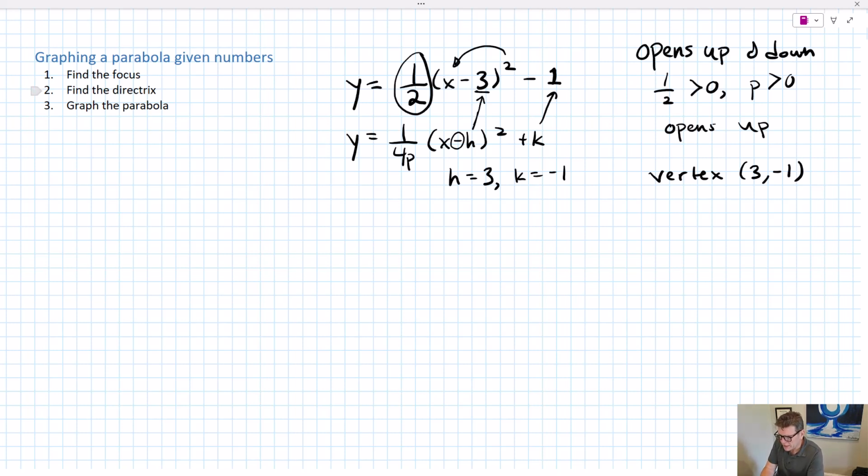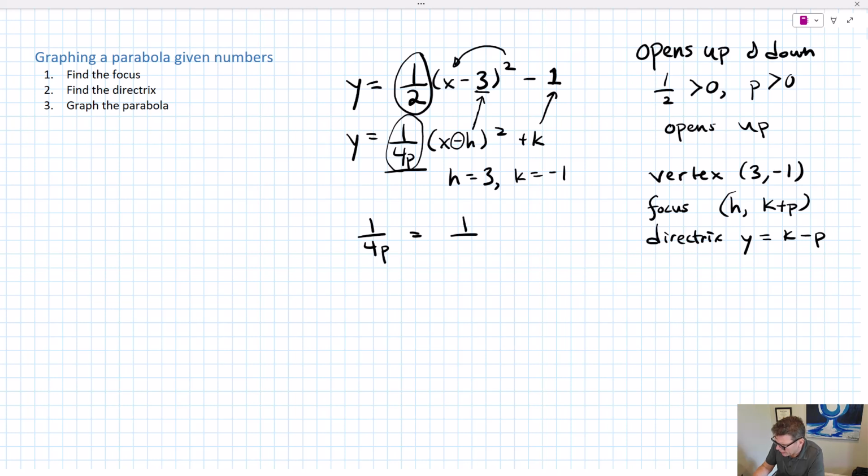Now, in order to find my focus and find my directrix, I'm going to need to find p. I find p because, remember, my focus is going to be (h, k plus p), and my directrix is going to be y equals k minus p. So I'm going to take 1 over 4p, and I'm going to let that equal 1/2. And then I'm going to solve for p. So what that gives me is that 4p equals 2, and so p equals 1/2.